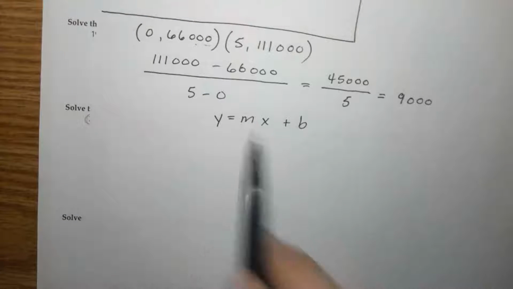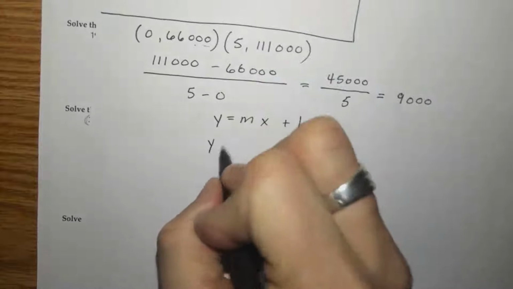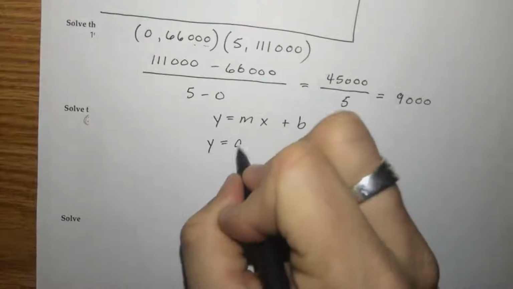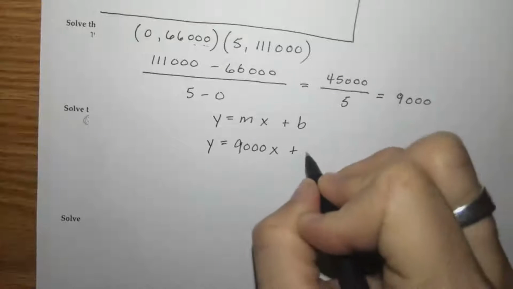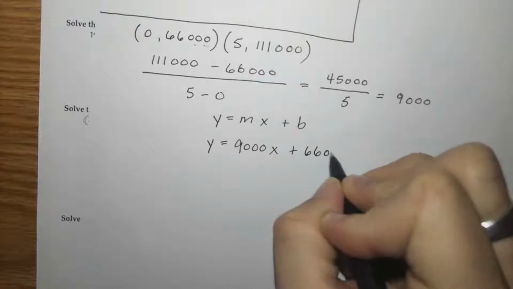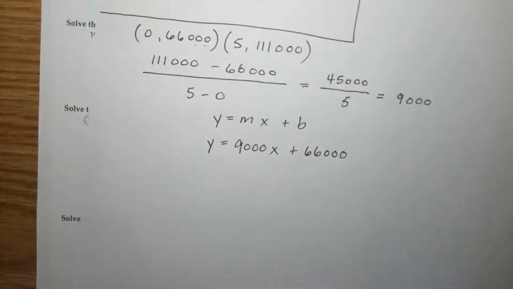And so we got our slope too. That's all we need. So we're just going to do y equals 9,000x plus 66,000. That's your answer for that.